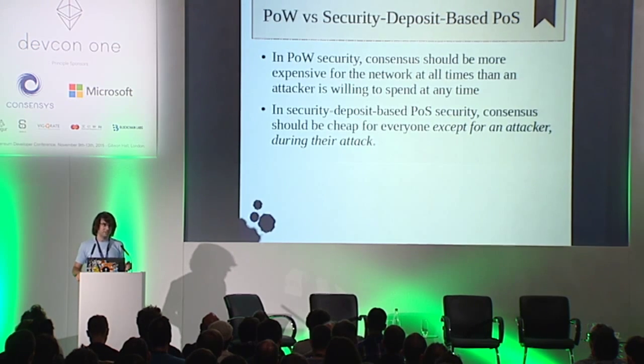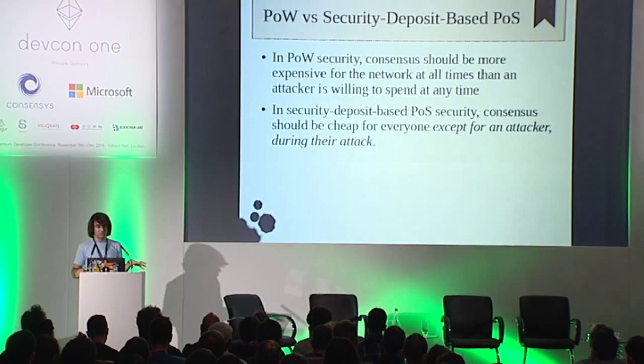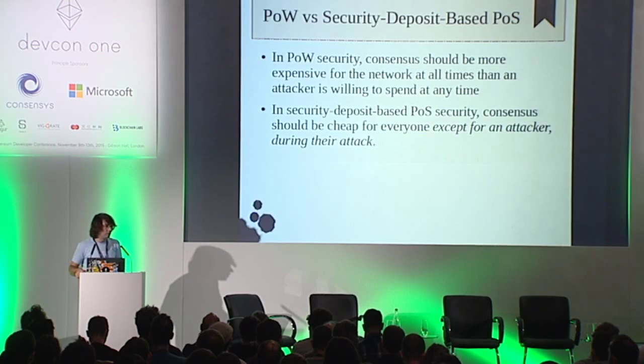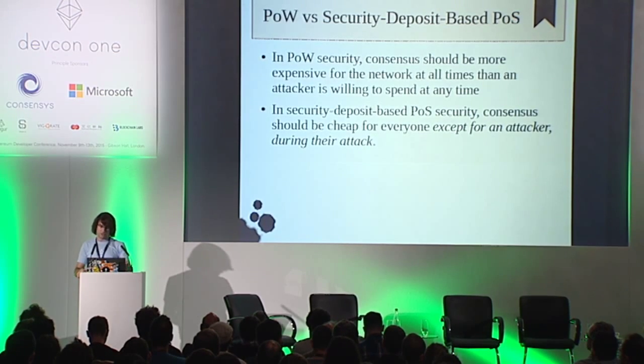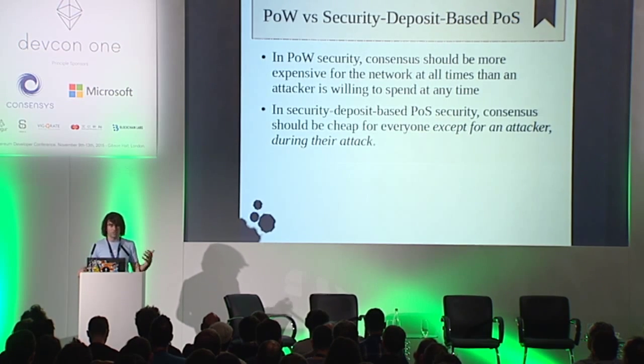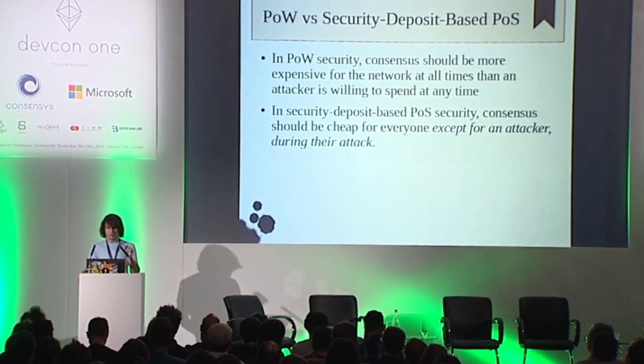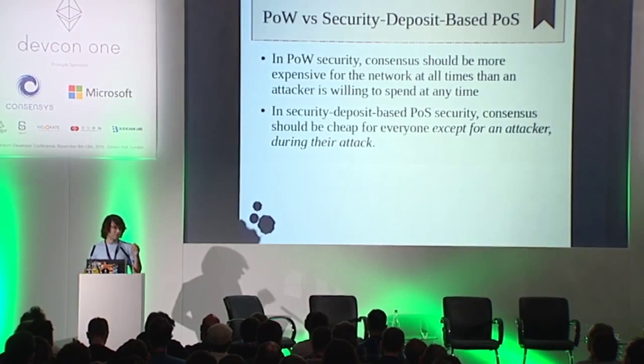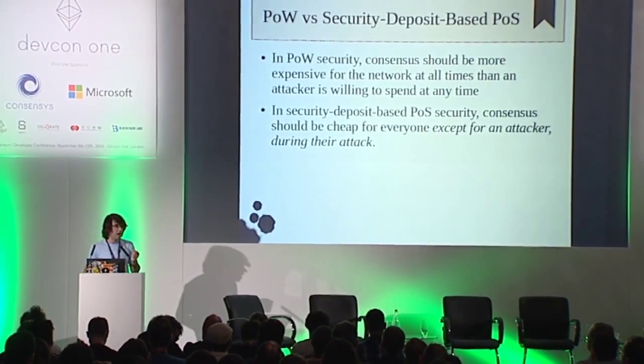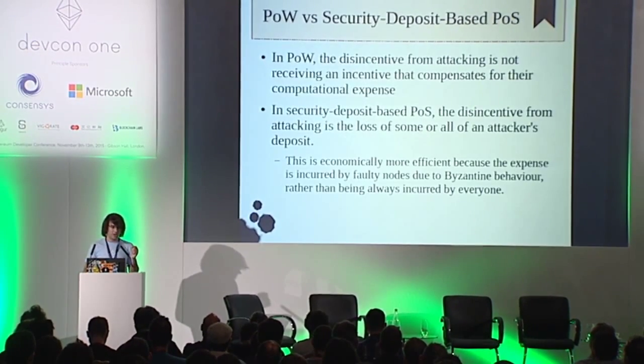attack. And this is kind of a big shift in approach, where instead of everyone always incurring more of an expense than an attacker might ever incur, people don't incur an expense, but an attacker will incur a very large expense. So this approach promises to be much more economically efficient, because instead of everyone having to always incur an expense, only attackers incur the expense during an attack. This is an important perspective change in how to secure consensus.